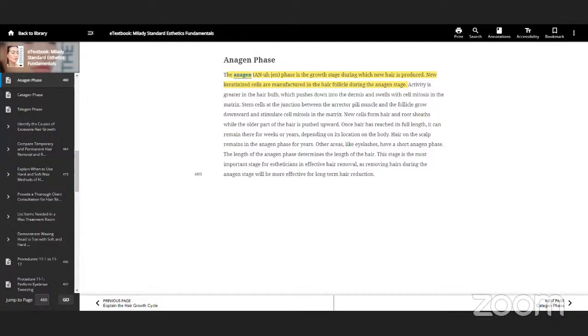So, for instance, hair, I want you to make a note of this. The word CHONS is an acronym also. C-H-O-N-S. Okay?